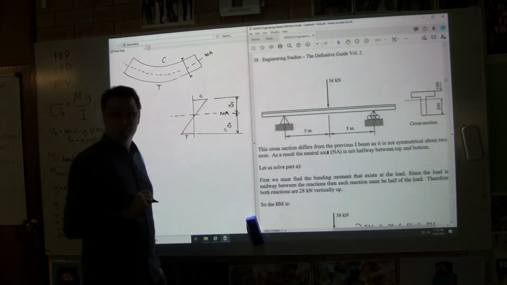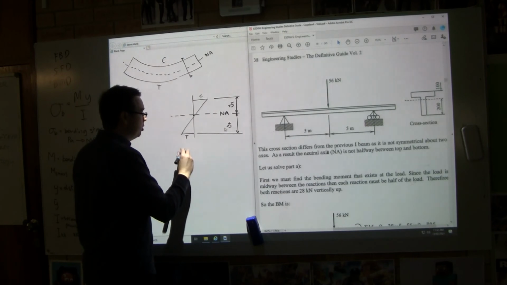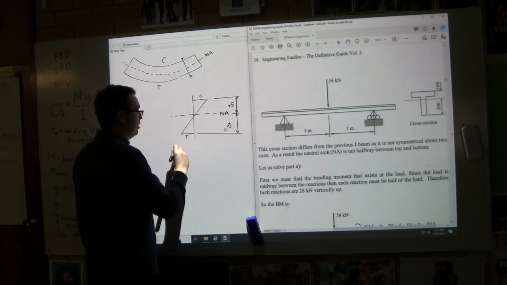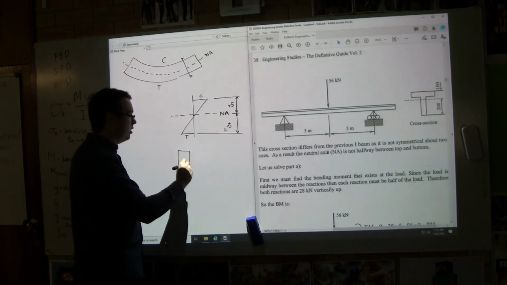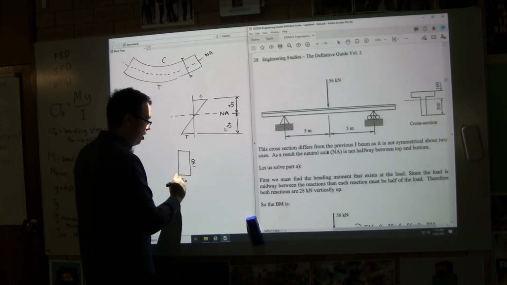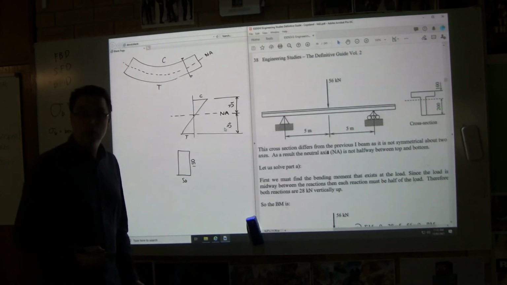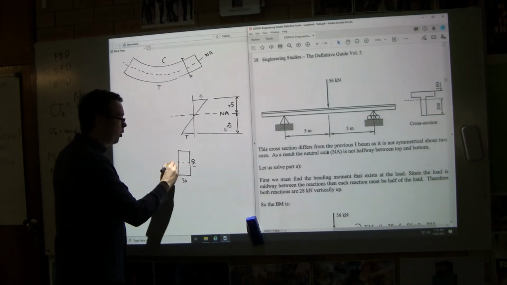Are you with me? Yeah, you understand what's going on? So in this case, for symmetrical sections, often, if we have a rectangular piece of timber like that, and I tell you that it's 150 tall, and it's 50 wide, what do you think the Y value is going to be? The neutral axis for a rectangular section is going to be in the middle, right?